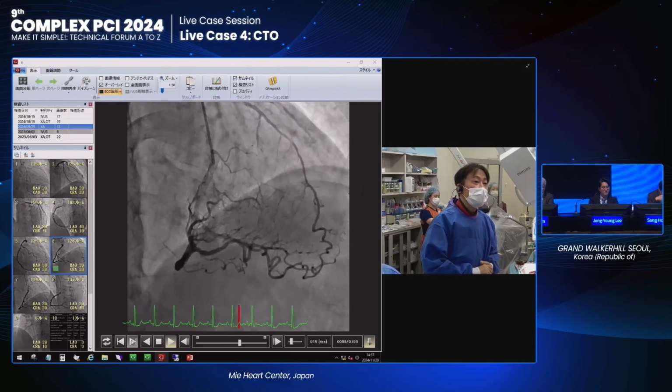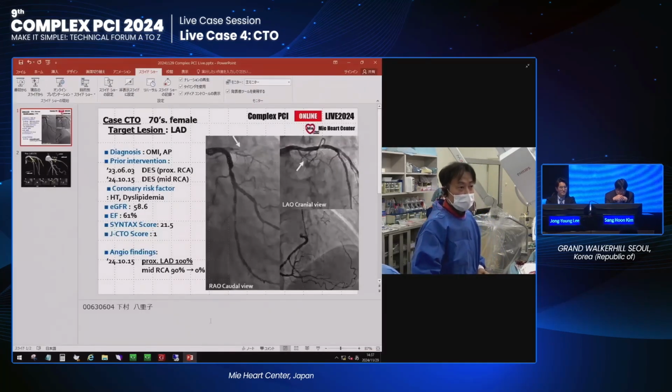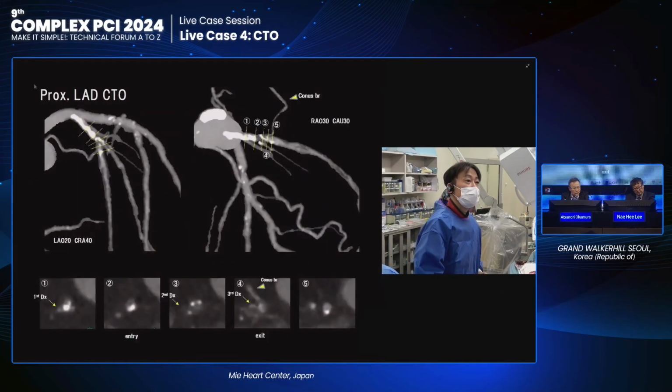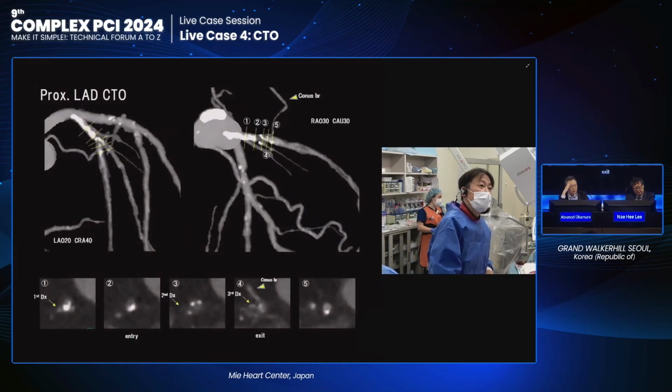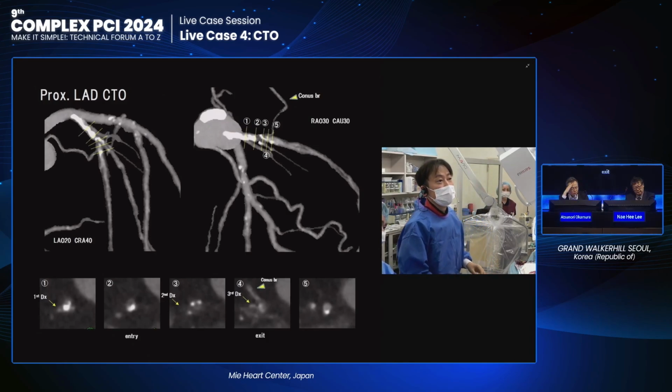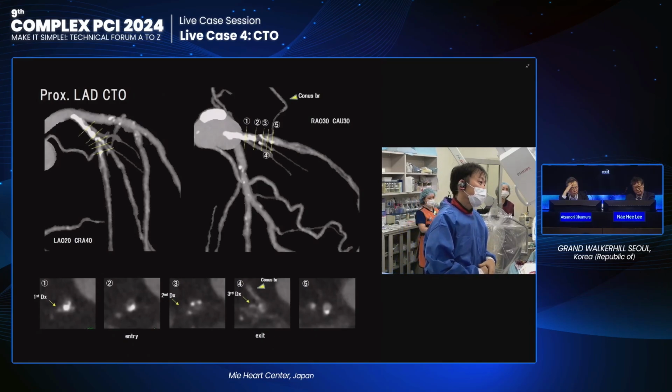I checked the CT yesterday. The CT angiogram showed very big calcium from the orifice of the LAD to the proximal cap of the CTO, but the CTO length is very, very short. In terms of the morphology of the distal landing zone, we can see some spot calcification, but no severe calcified region around the distal target point.